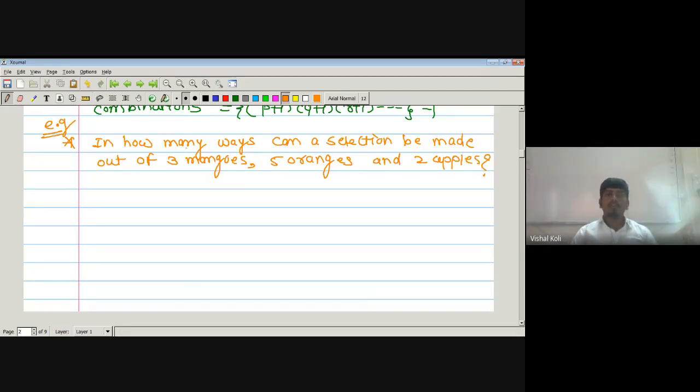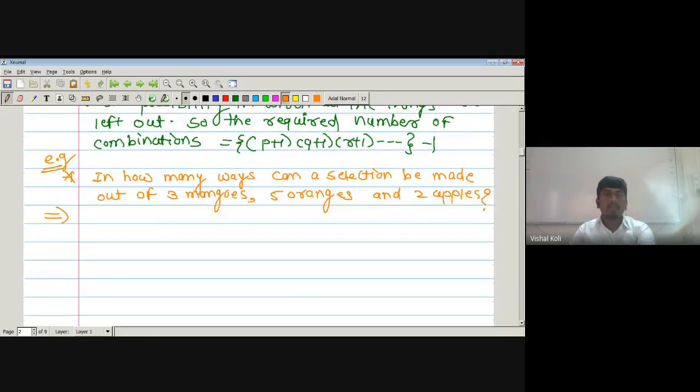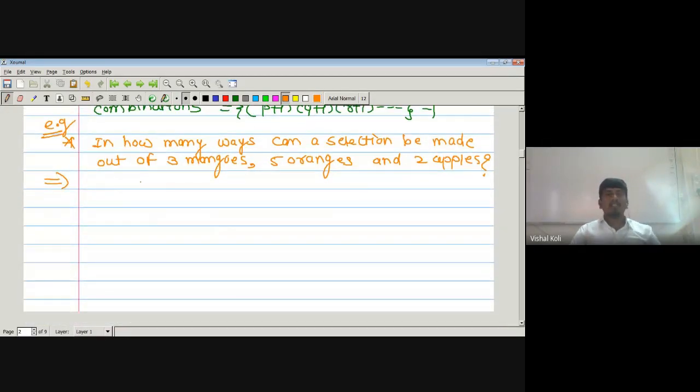Here we have to find out the number of ways a selection can be made out of 3 mangoes, 5 oranges and 2 apples. That is, here again we have to select at least one fruit from these 3 types of fruits. So from above result we will take p as the number of mangoes, q as the number of oranges and r as the number of apples, which implies p is nothing but 3, q equal to 5 and r equal to 2.